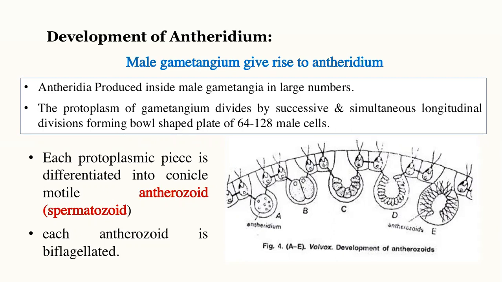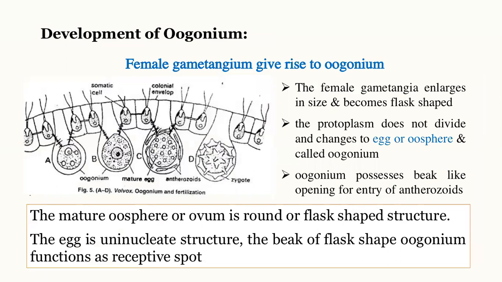biflagellate. So you can see here, this is the male gametangium, inside which the cellular material will undergo a series of divisions to result in about 64 to 128 male cells. And these male cells gradually get differentiated into the antherozoids or the spermatozoids. And each antherozoid, as I said earlier, is motile, and functions as a male gamete, and they are biflagellated structures.